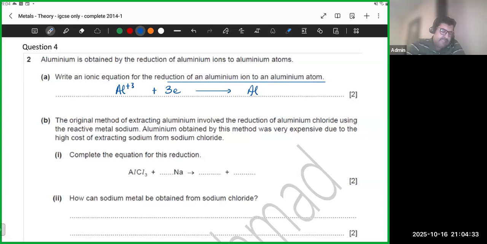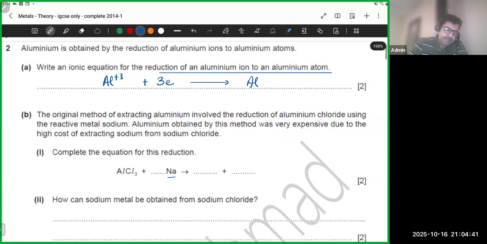Now, he's saying that the original method of extracting aluminium involved the reduction of aluminium chloride using the reactive metal sodium. So this is what's happening. Sodium in the reactivity series is more reactive, right? So when you have a more reactive metal, it displaces the less reactive. It's going to steal all the Cls, and Na with Cl is going to be NaCl, and Al will be left alone. And you have to balance this equation. There are 3 Cls, so you're going to have 3 NaCls, 3 Nas, and that's it.